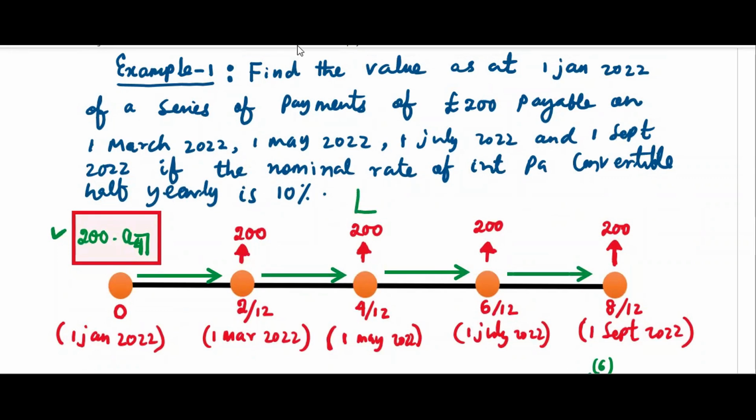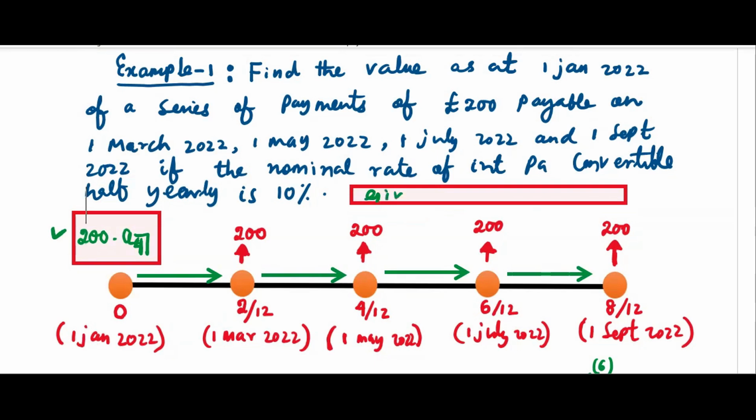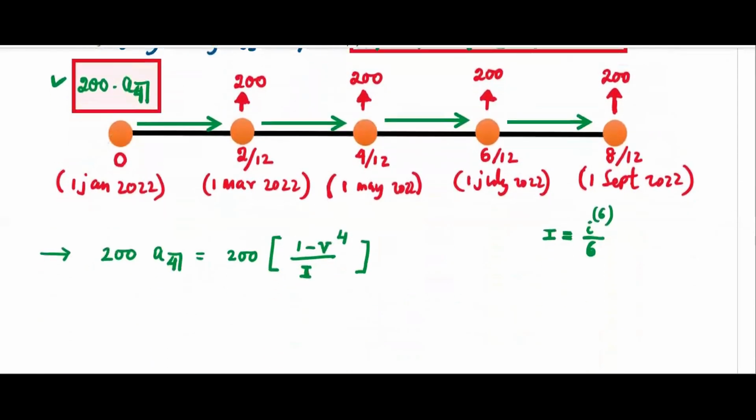I would like to write here. Yes, Osema, you are saying what is given here? i2 is given. Yes, it's not i2 divided by 2. i2 is given. So I can write here, i2 given. i2 is equal to 10%, 0.10. That is 10%. So i2 is given, but you need i6 divided by 6.